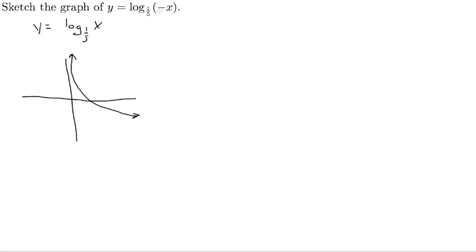This negative, it is inside the function, so it's going to be affecting our graph in the horizontal direction. So this negative means that it's going to be a reflection. It'll be a reflection about the y-axis. That's how we reflect it in the horizontal direction. So if we take this exact same graph, but reflect it across the y-axis, it will look like this. So there we go.